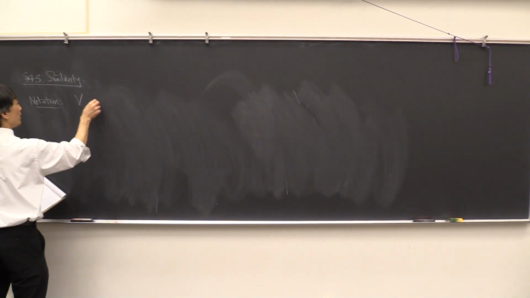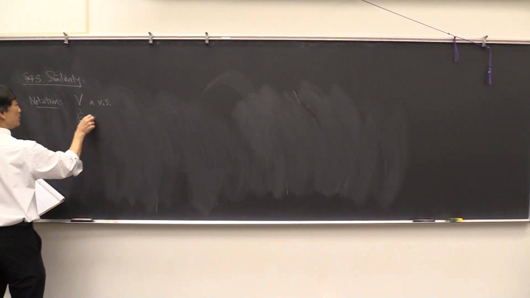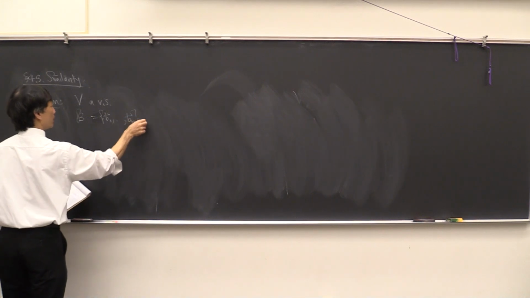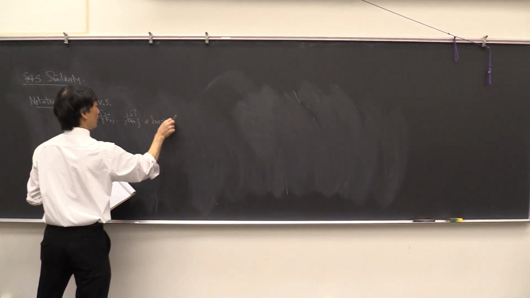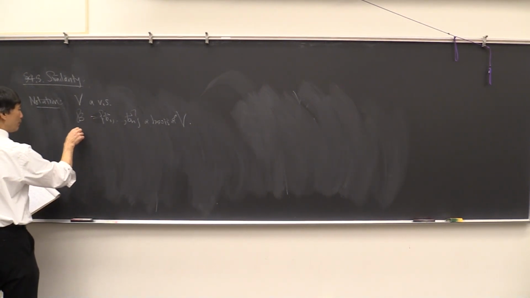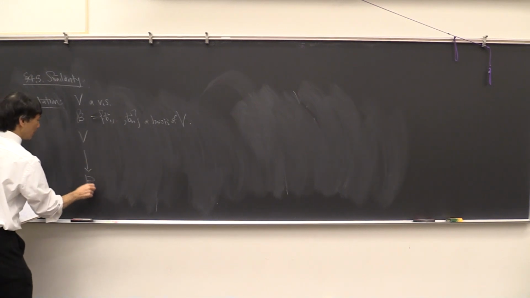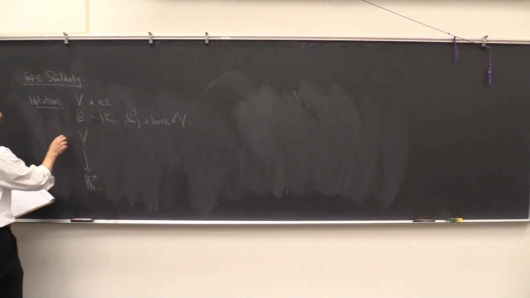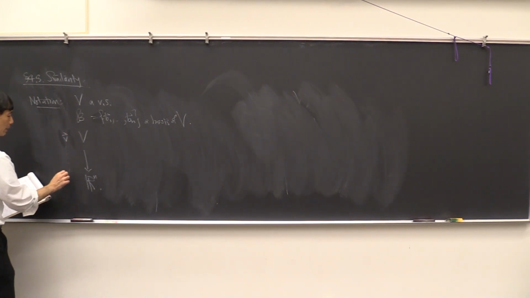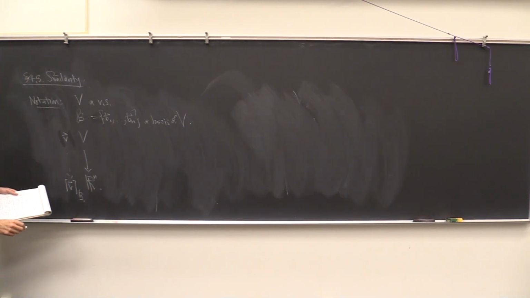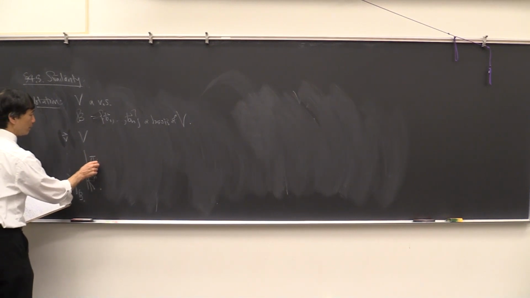So if we have a vector space V, and B a basis, B being vectors B1 through Bn, a basis of V, then, as you know, there's a map from V to Rn, n-dimensional Euclidean space, the one that takes the vector and maps it to the coordinate vector with respect to that basis. Let's call that thing pi sub B.